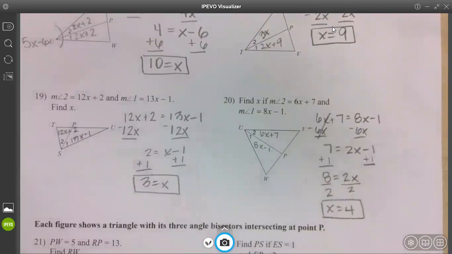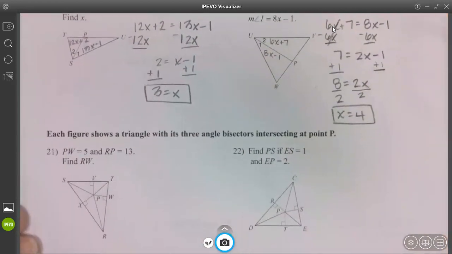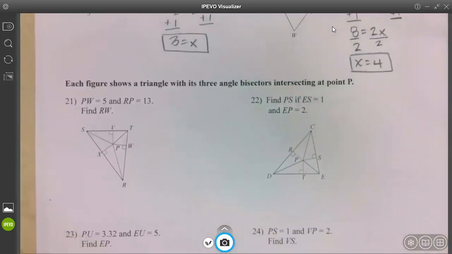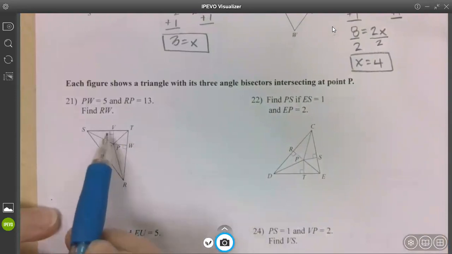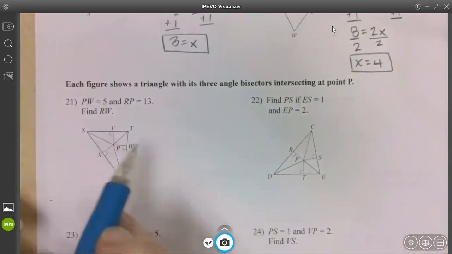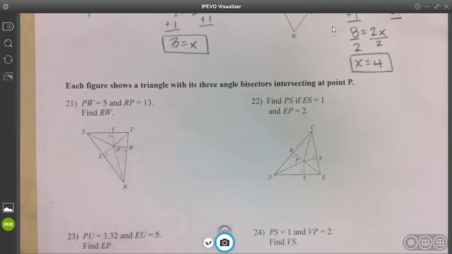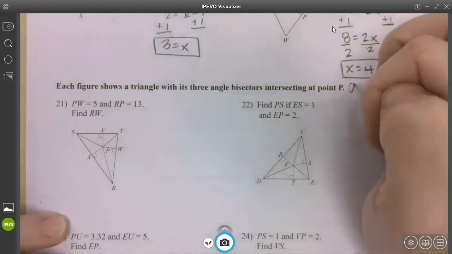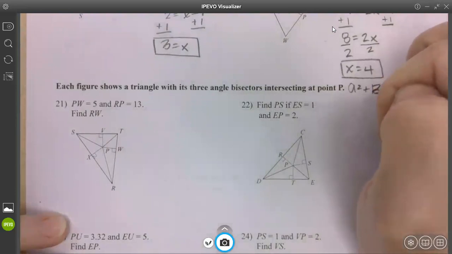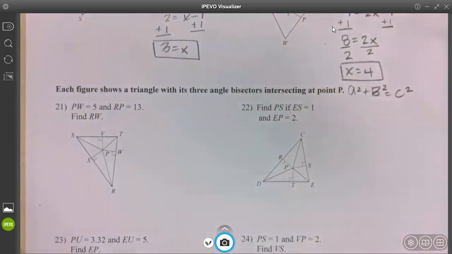Now, the next section is a little bit different. And all these figures are really tiny. So I'm going to write in as best as I can. I'm going to probably pull the triangles out so that you can see them. So each figure shows a triangle with its three angle bisectors intersecting at point P. So if you guys look, you see how we have all of these little boxes. These are perpendiculars. That means that they're 90 degrees. So all of these triangles are right triangles. So this is where we're going to use a squared plus b squared equals c squared.